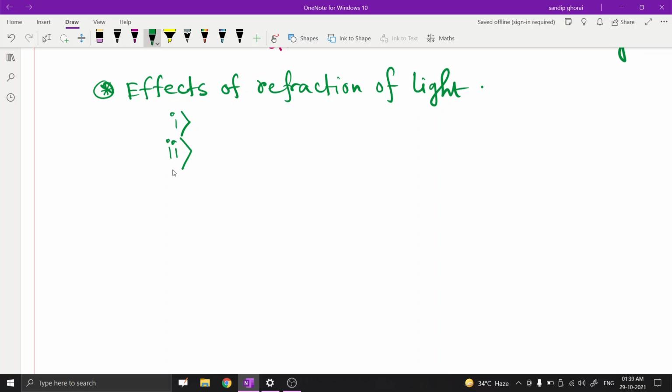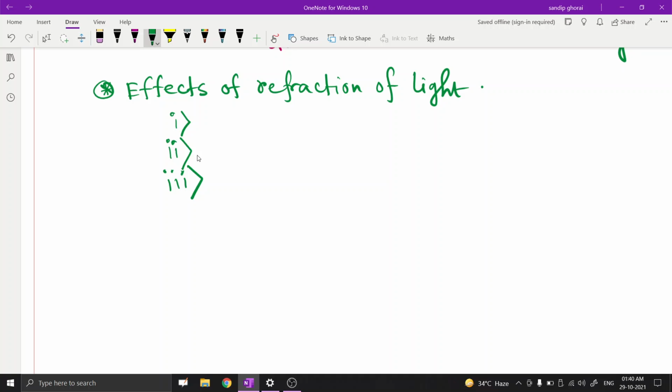Now we also take some other points. The third one is that stars appear to twinkle due to refraction of light. Also, by refraction of light we can explain the original cause of mirage, or we can say refraction of light causes mirage to be observed in a hot sandy desert. And refraction of sunlight causes advanced sunrise and delayed sunset.